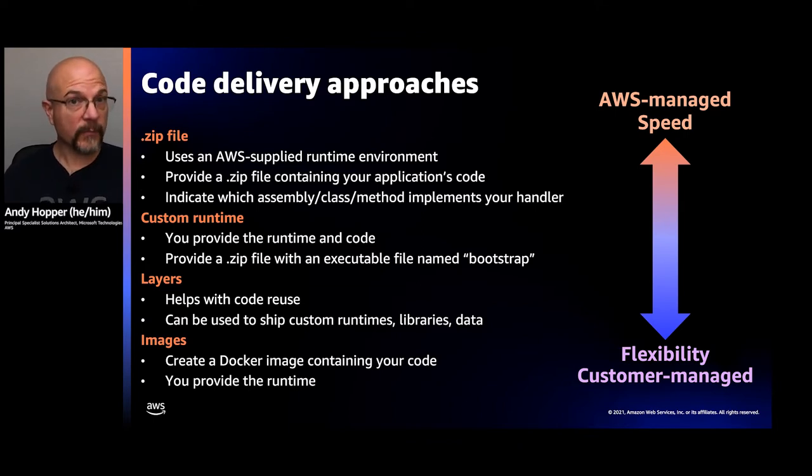That being said, again, looking at the arrow, a zip file is the fastest way to deploy your code, while an image is going to just take a little bit longer, especially if that image size is particularly large.